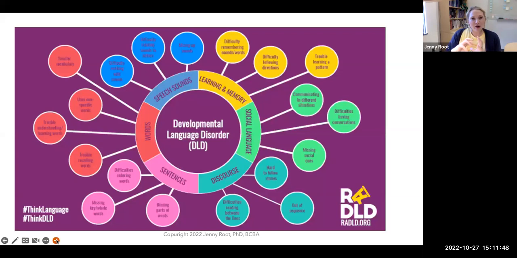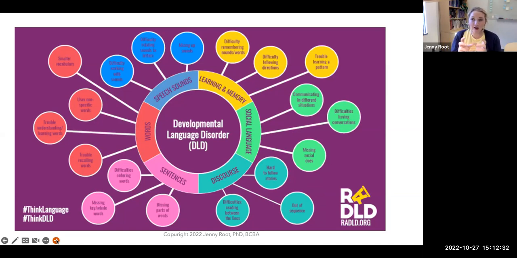This developmental language disorder, and I realize now the colors are difficult to see, but I like this graphic because it shows you some of the other areas that are impacted. So speech sounds, perhaps learning and memory, like difficulty following multiple step directions, because that requires holding multiple things in your working memory. Social language, so having conversations, missing social cues, being able to adjust the words, the tone, all of that based on the situation. Discourse, so if they're telling you a story or explaining how they did something, it might be kind of difficult, or they might jump around as far as things being out of sequence.